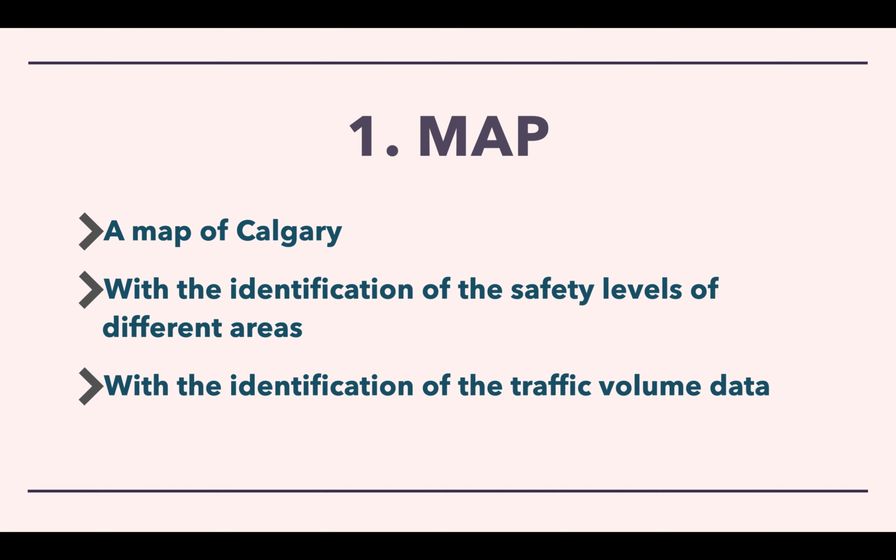The main page of the application is a map of Calgary, on which the user will be able to see the identification of the safety levels of different areas and the identification of the traffic volume data. Well, this can give the user a close look at the traffic condition in Calgary to help them get to know how busy each road is through traffic volume data and the places they need to be careful when driving through, through the safety levels of the area.